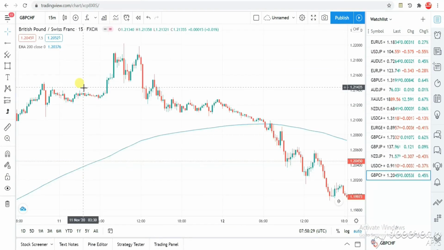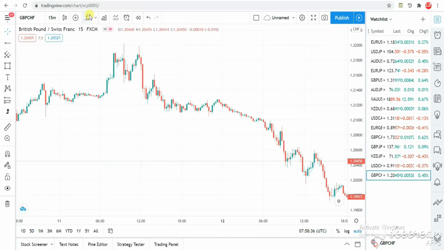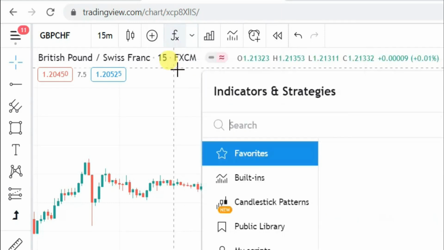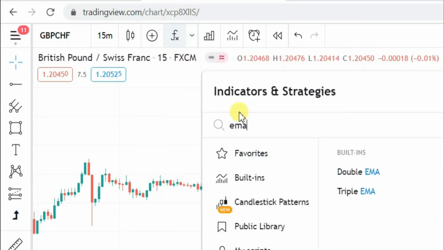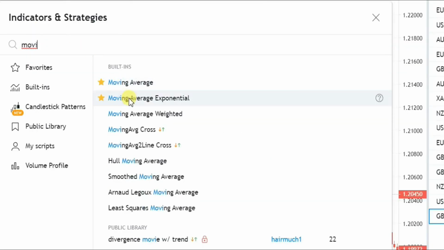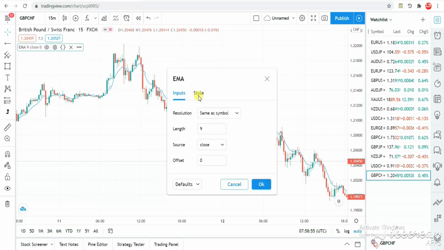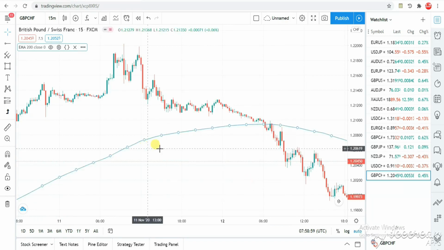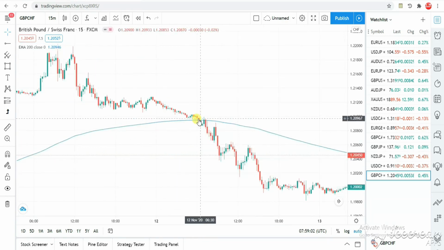So the first thing I want you to do is place the 200 exponential moving average line on your chart. Let me show you how to do that in case you don't know how. You come to this point, search for EMA, search for moving average, then you see this exponential moving average line. Then you click on the settings, come here and put in 200, and that's it.